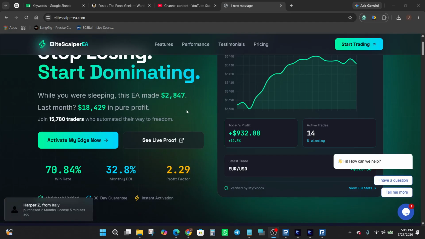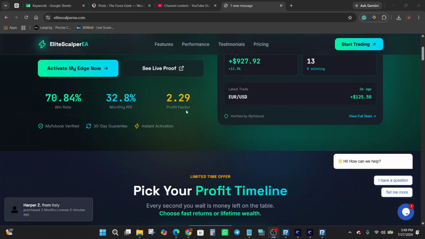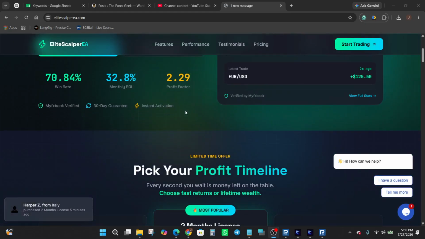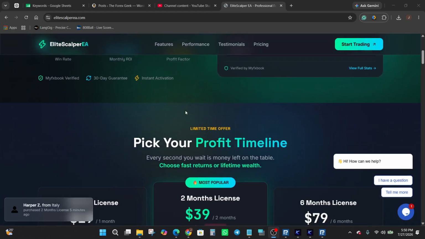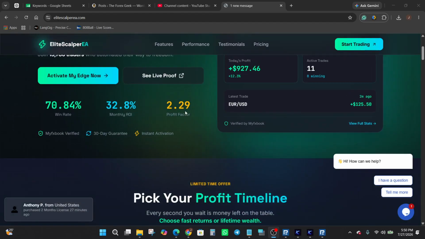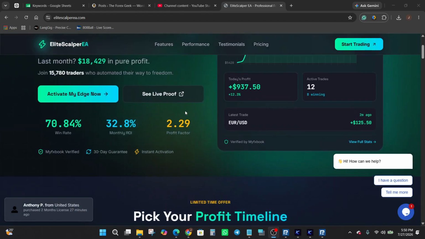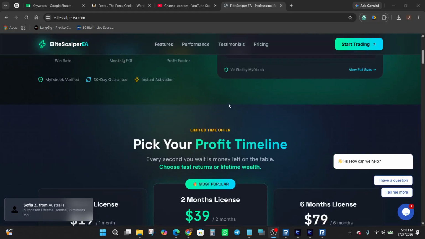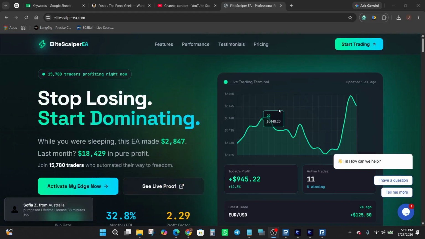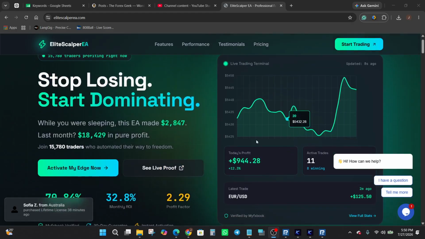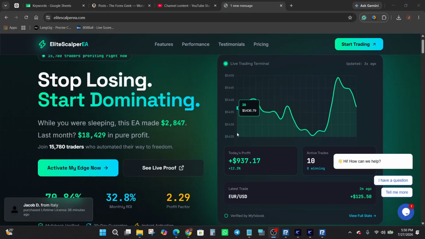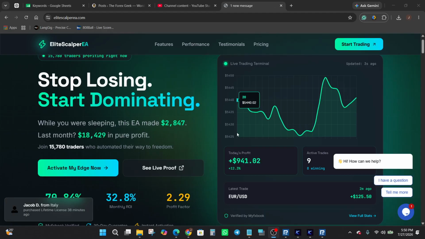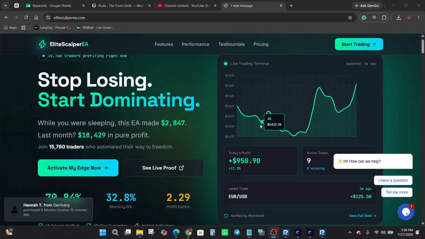Now, as I continue scrolling, the website displays several headline statistics, including a reported win rate, monthly ROI, profit factor, and references to MyFXBook verification. It also shows a live trading panel with active trades and recent activity. Since these figures are presented by the developer, they are useful as reference points, but it is still good practice to verify any live performance independently whenever possible.